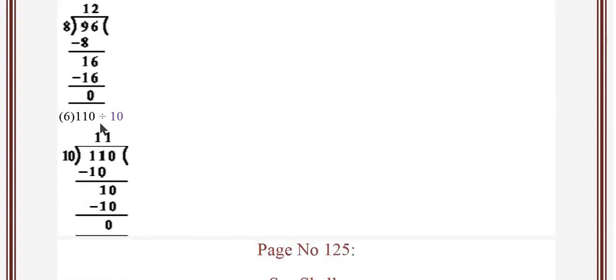Now 110 divided by 10. Here we use the table of 10. Here the first digit 1 is less than 10, so it is not possible. If we use the first and second digit, then it is 11. So in the 10 table, 11 is possible. 10 ones are 10. 11 minus 10, then 1 is the remainder. And we keep the 0 here. Now again 10 ones are 10, then here 0. So 11 is the answer.